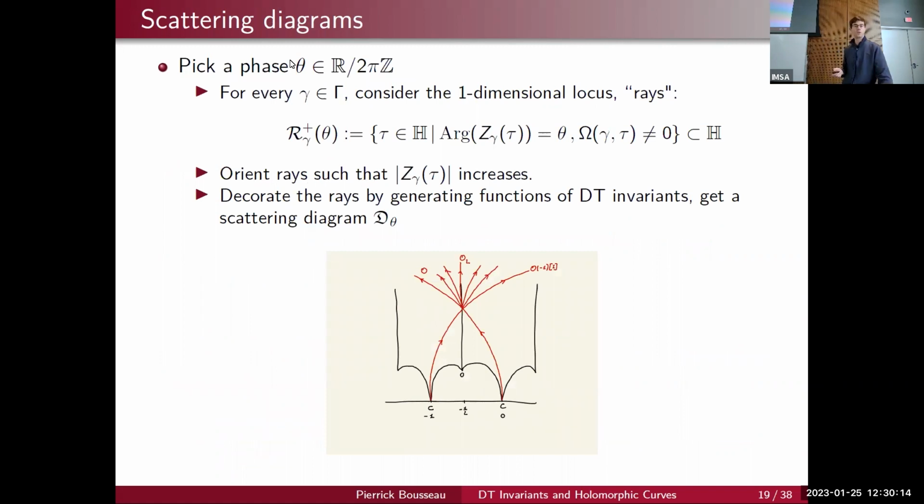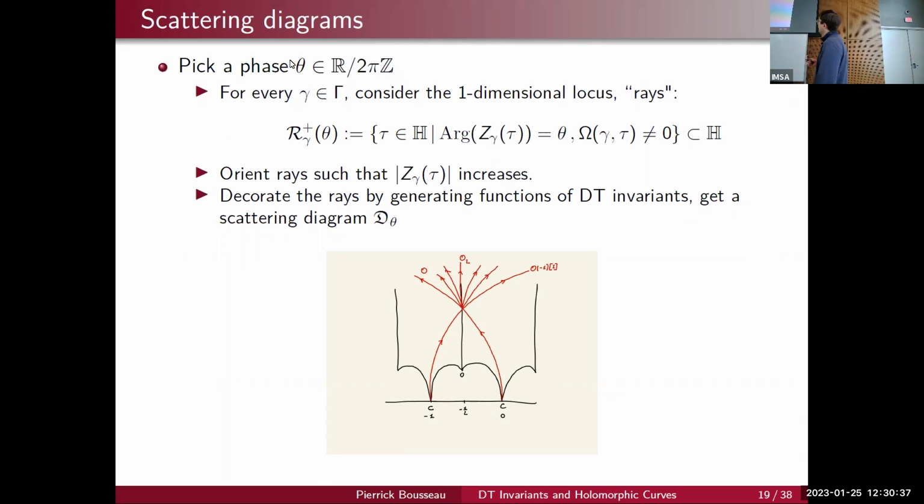We fix an angle theta, and then for every class gamma, so maybe I should have been more precise. So here gamma is really some kind of Chern character for the coherent sheaves. Here in our geometry local P2, the Chern character is just living in a lattice of rank 3. It's like we have rank, degree and second Chern class. So gamma is just a triple of 3 integers.